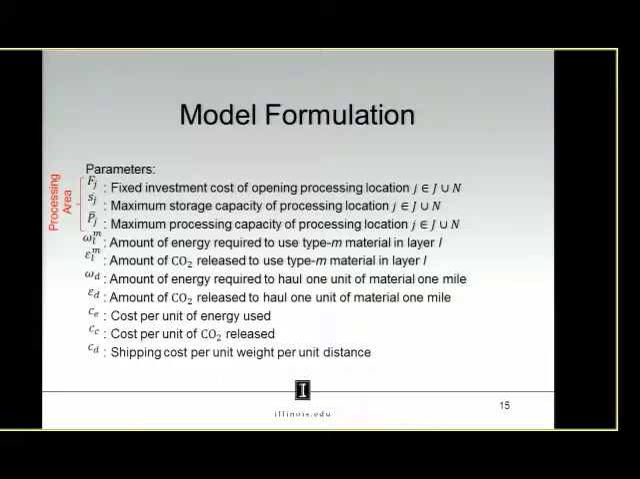Additionally, we have parameters on the processing areas. So we have some fixed investment costs. We have a processing capacity, a storage capacity of material at each location. We also have energy and emissions data. So we know how much energy and emissions it takes to use a certain type of material in every layer. Finally, we have some cost data. How much cost it is to use 1 unit of energy, how much cost it is for 1 unit of CO2 that's released, and then how much it costs to ship 1 unit of material.